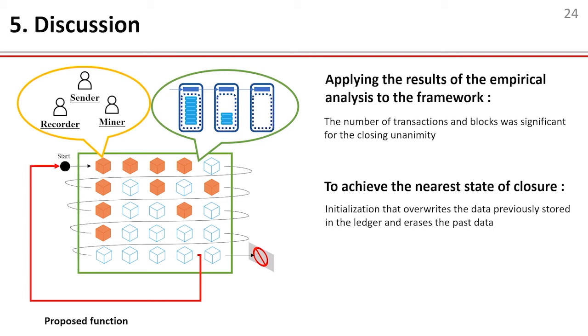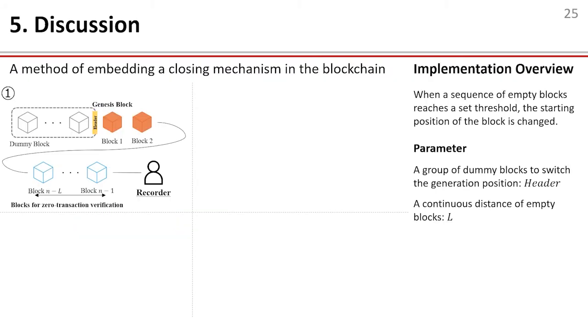We consider an implementation based on this knowledge. The implementation presented here changes the starting position of the block when the number of empty blocks is consecutive up to a set threshold. We use two parameters for this implementation. One is a group of dummy blocks to switch this generation position. The other is a continuous distance L of empty blocks.